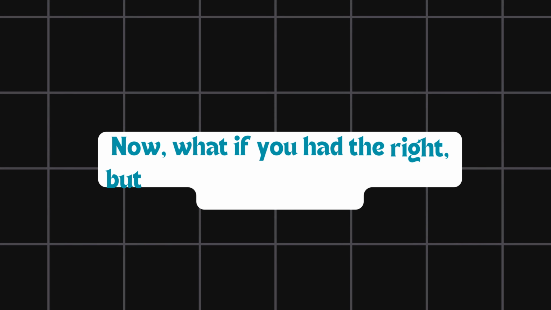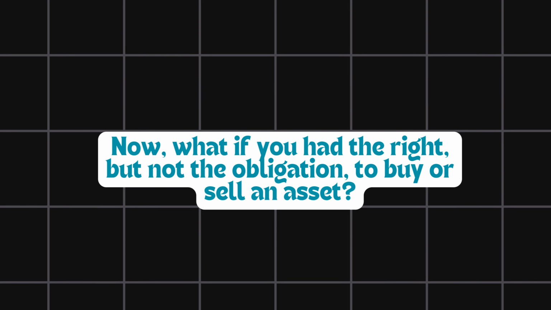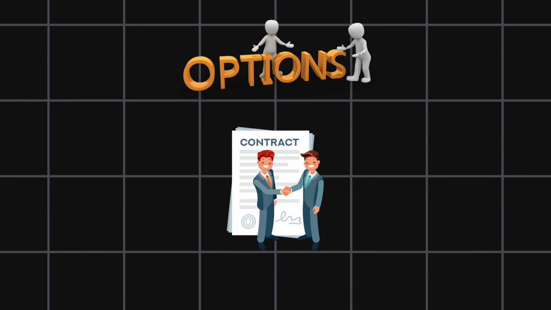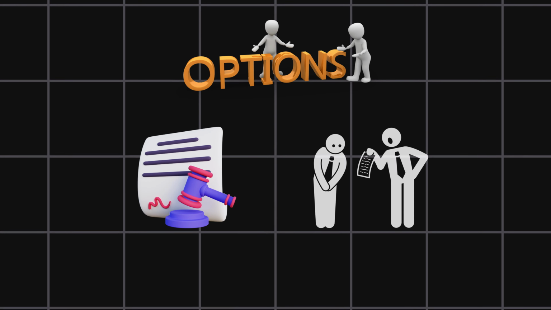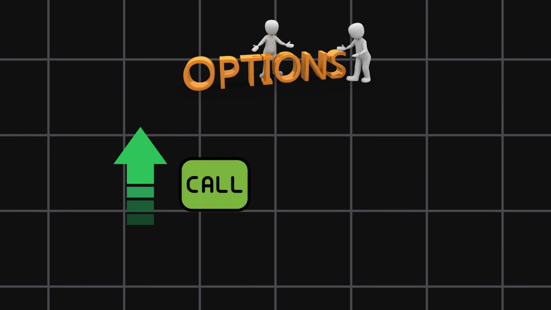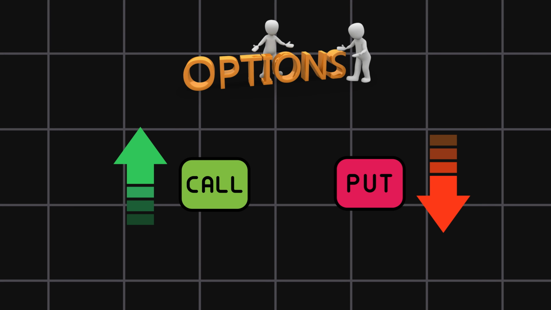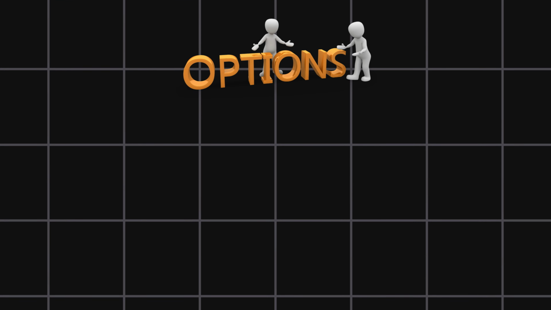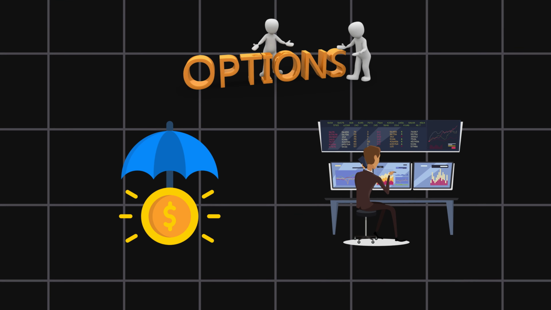Now, what if you had the right but not the obligation to buy or sell an asset? That's where options come in. Options are contracts that give you the right but not the obligation to buy, call option, or sell, put option, an asset at a set price before a certain date. This flexibility makes options a popular tool for both hedging and speculation.